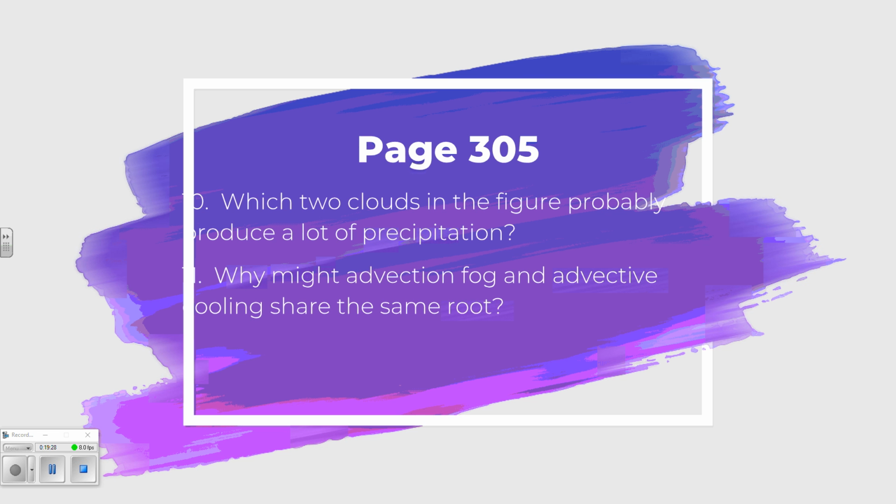Second row, advection fog. Highlight advection fog. Highlight the cause: warm, moist air moves across a cool surface. Description: forms along coasts because the air over water is cooler than the air over the land.